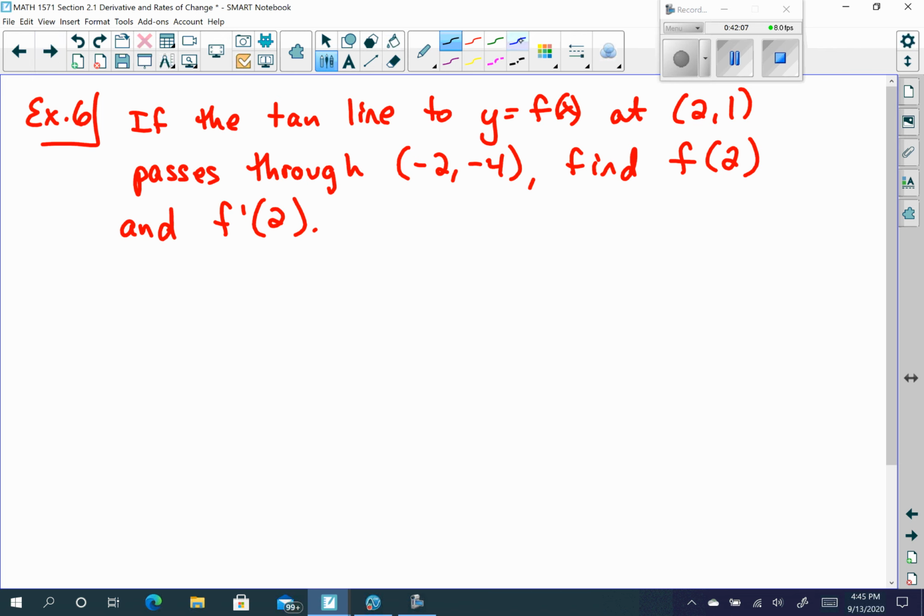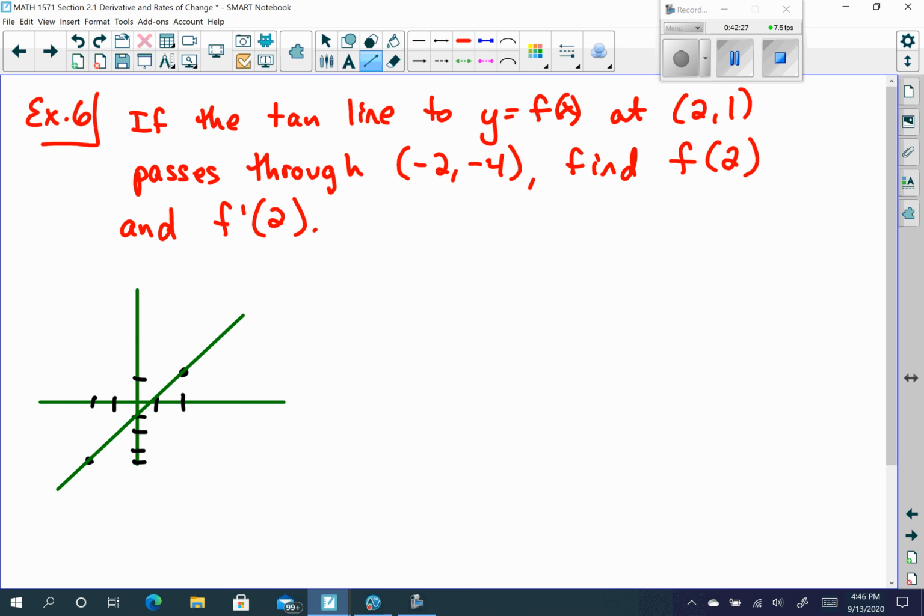So again, we don't have a function, but what we can do is just kind of imagine plotting these points and understanding what's happening here. So if I went over 2 and up 1, here's the point 2, 1. And then I would go 2 to the left and then down 4. So here's this other point, negative 2, negative 4. So I have a line going through these 2 points.